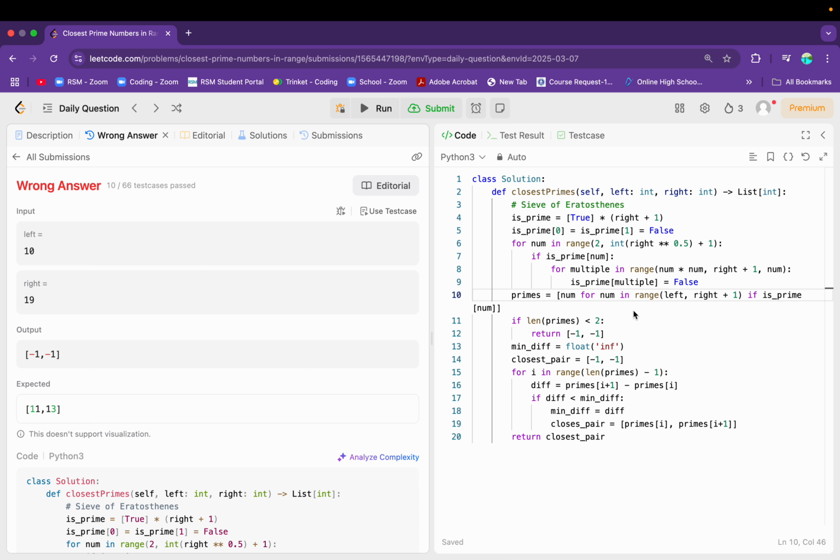Just going to double check what actually is wrong here. So the length of primes is less than 2. We do want to return negative 2. Seems completely correct. Don't think there's anything wrong with that portion as such. Is prime is equal to true times right plus 1. Is prime at 0. For num in the range from 2 to right, if is prime, for multiple in the range num times num to right plus 1, is prime at multiple equals false.